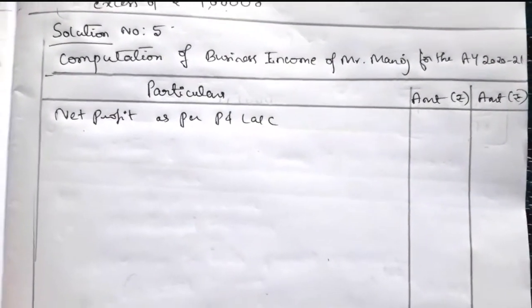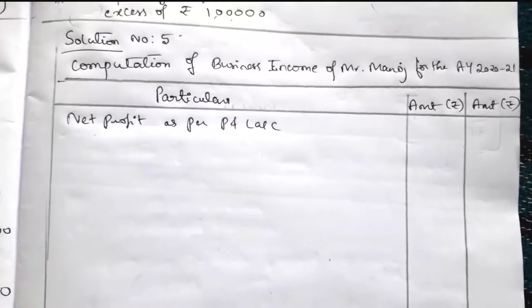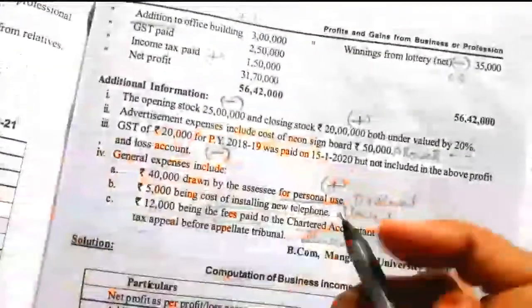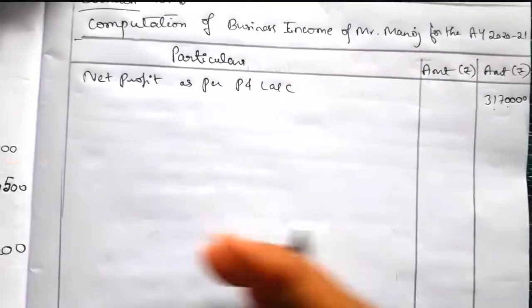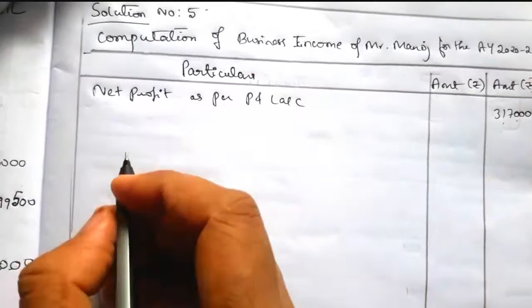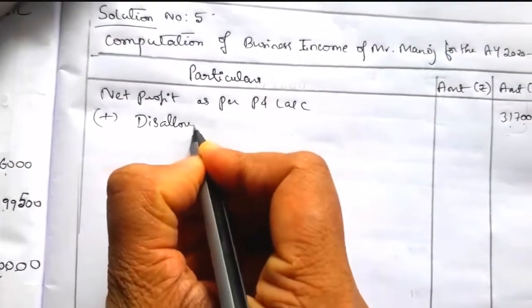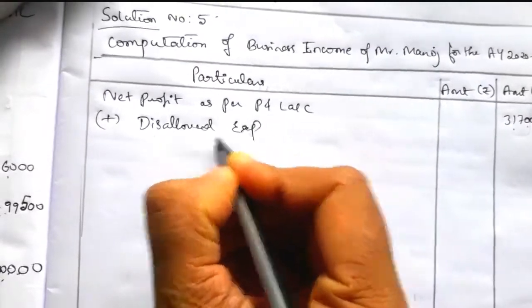So three columns: particulars and two amount columns. We'll start with the net profit as per profit and loss account. What is the net profit given here? That is rupees 31,70,000. So the net profit as per profit and loss account is rupees 31,70,000. Next we have to add the disallowed expenses. To write the disallowed expenses, we have to see the debit side of the profit and loss account. So now we'll see one by one.